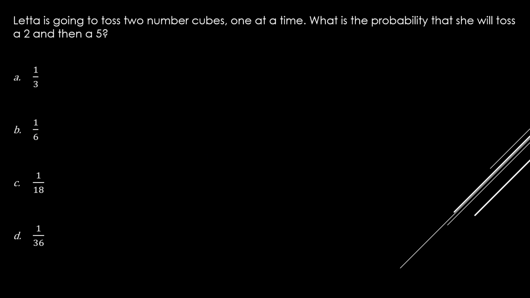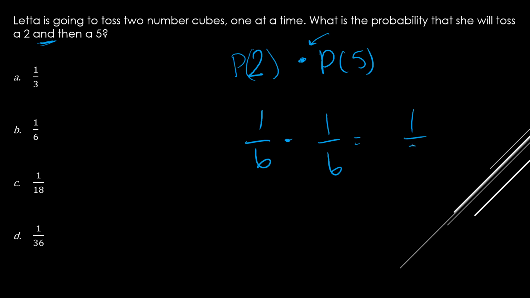Letta is going to toss 2 dice at one time. What is the probability she will get a 2 and then a 5? So probability of getting a 2, and then I'm going to multiply that by the probability of getting a 5, because this word and in the middle tells me that I need to multiply. So probability of rolling a 2 is 1 out of 6. Probability of rolling a 5 is 1 out of 6. When I multiply them together, I get 1 out of 36. So she would have a 1 out of 36 chance of rolling a 2 and then a 5.